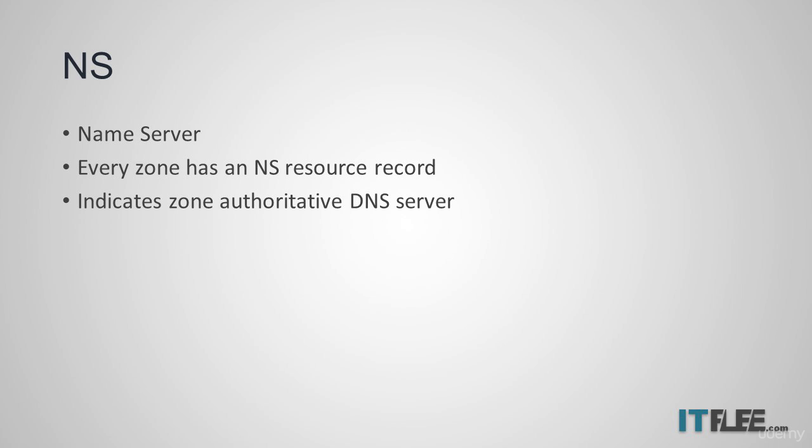The next resource record is an NS, or Name Server resource record. The NS record indicates the zone's authoritative DNS servers. Every zone must contain at least one NS record at the root of the zone.